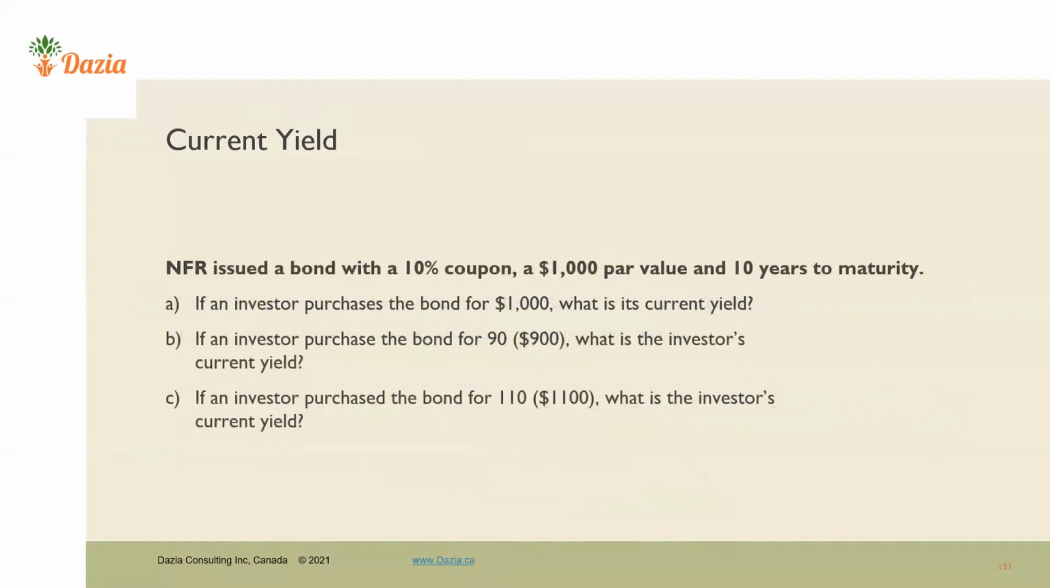Let's take a look at some examples also. This bond is issued at a 10% coupon, $1,000 par, and it's going to mature in 10 years. Let's suppose you buy it for $1,000, or you buy it for $900, or you buy it for $1,100. What is the current yield in these three situations? If you buy it for 900, we say you're buying it at 90, or 90% of the original price. At 110, you're paying 110%, or $1,100.